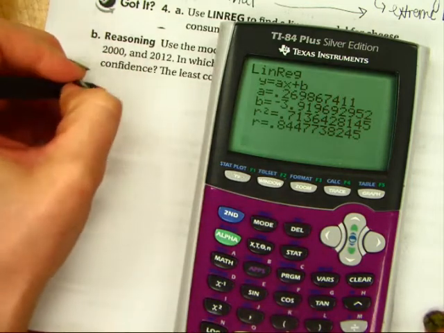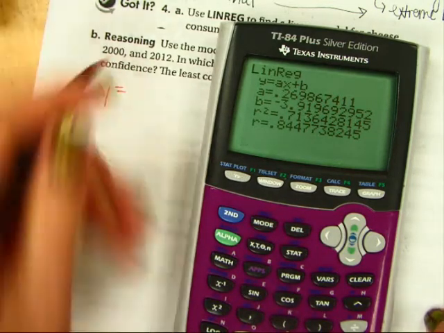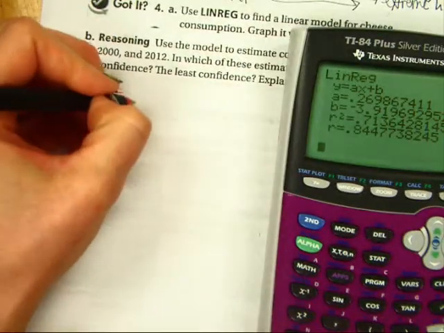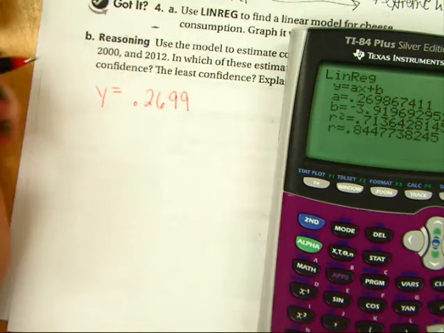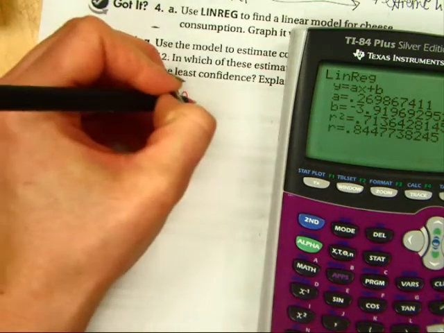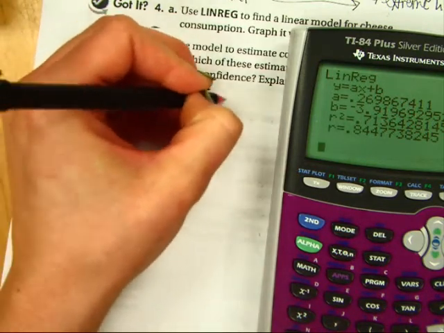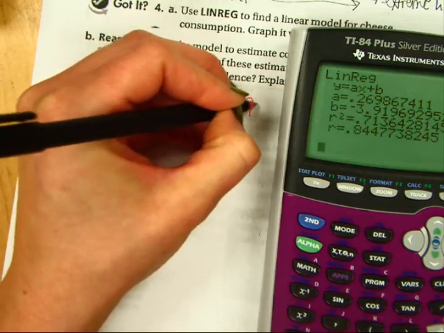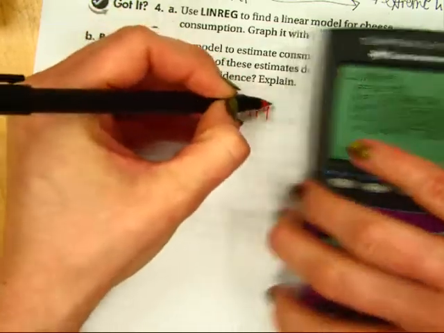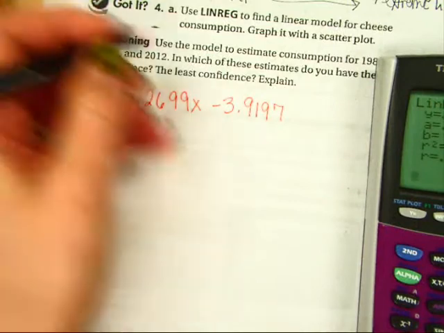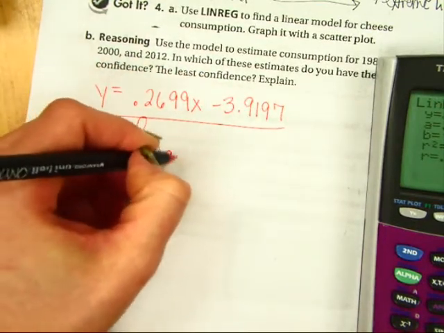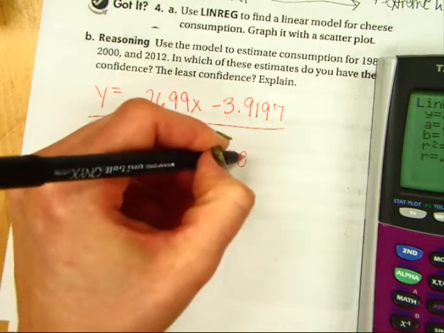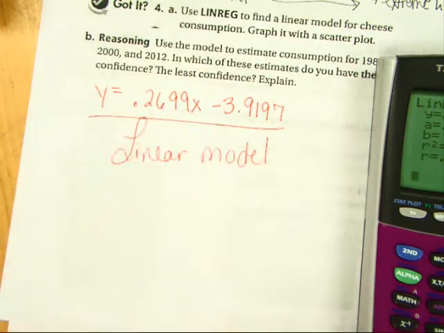Let's write it down. Y equals A, which is your slope, 0.2699. Let's just round it to 0.2699, x minus your y-intercept, 3.919. Let's make it 3.92. So that is your linear model. They want us to graph it, which we will do.